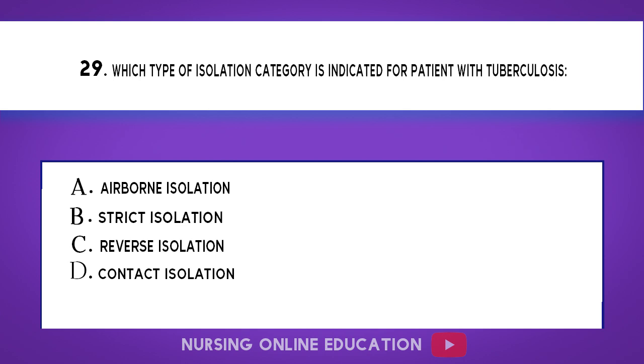29. Which type of isolation category is indicated for a patient with tuberculosis? A. Airborne isolation. B. Strict isolation. C. Reverse isolation. D. Contact isolation. The answer is option A, airborne isolation.